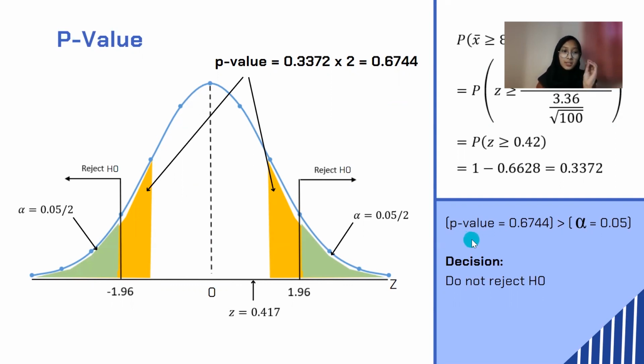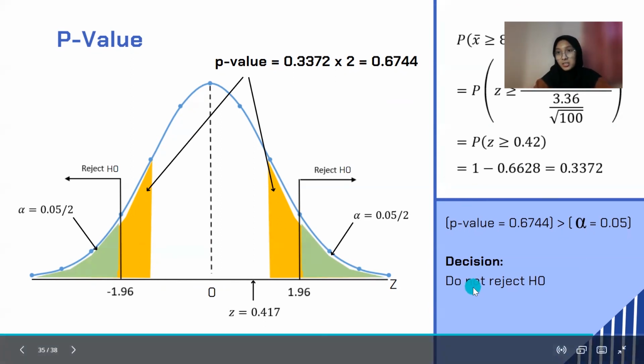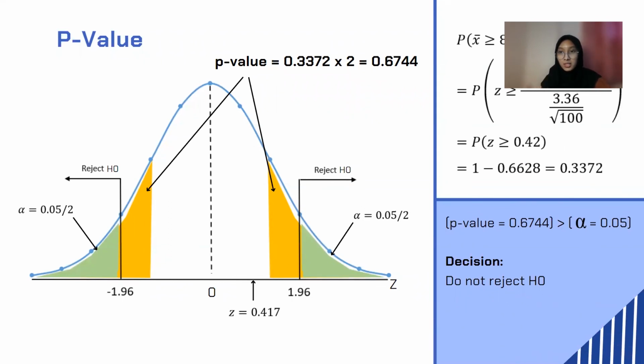Okay, so if the p-value is greater than or equal to alpha, we do not reject the H0. But if the p-value is less than or equal to alpha, we reject H0. And we found that our p-value is greater than alpha. So the decision is we do not reject the H0, or we do not reject the null hypothesis, or it means that the null hypothesis is true, by both the critical value and the p-value.